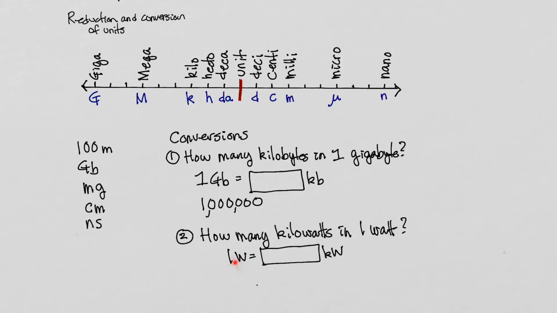So we're going to move our decimal point 3 places to the left. We're going to have 1. Now 1, 2, we're going to have to add 2 zeros. So we're going to write this as 0.001. So a tenth, a hundredth, a thousandth. So there's 0.001 kilowatts for a watt.